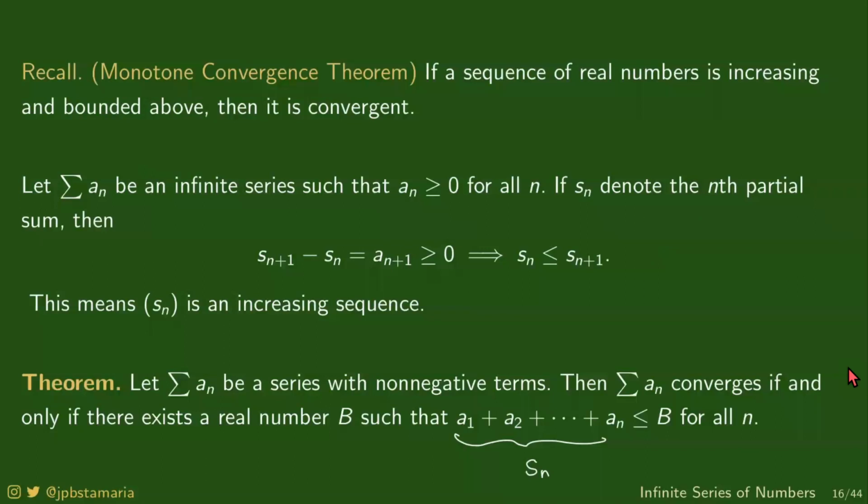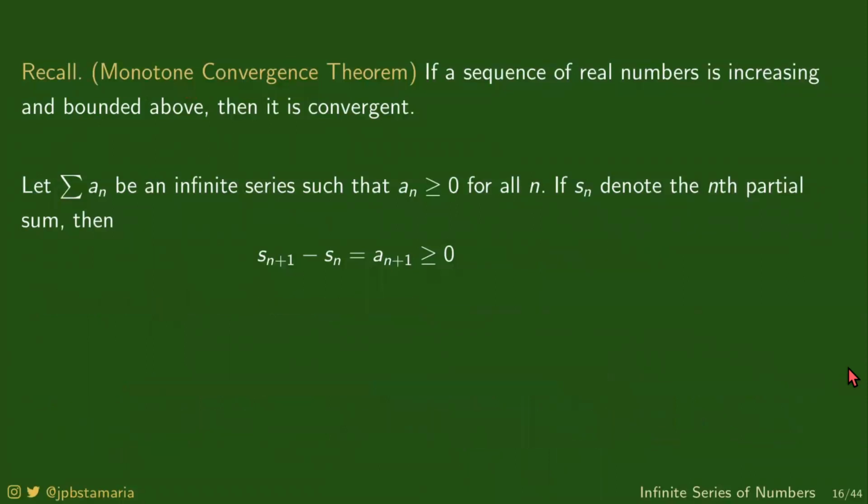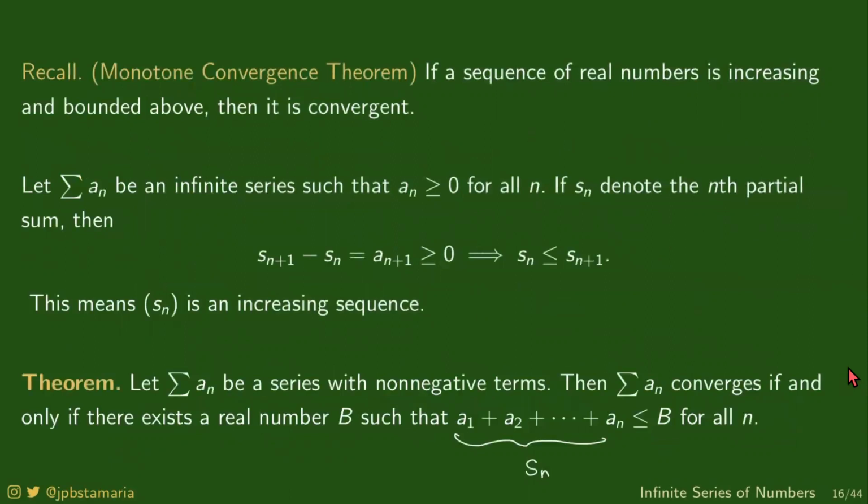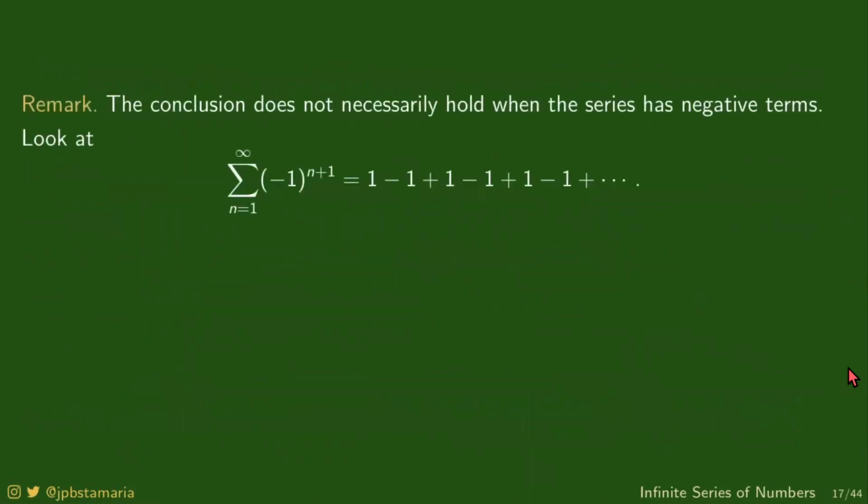And why is this true? This is a consequence. Kumbaga, ito ay restatement lang ng monotone convergence theorem. Yung nakaraan naman, restatement ito ng Cauchy's criterion for convergence. Okay? Sinasabi nga natin, the conclusion does not hold when the series has negative terms.